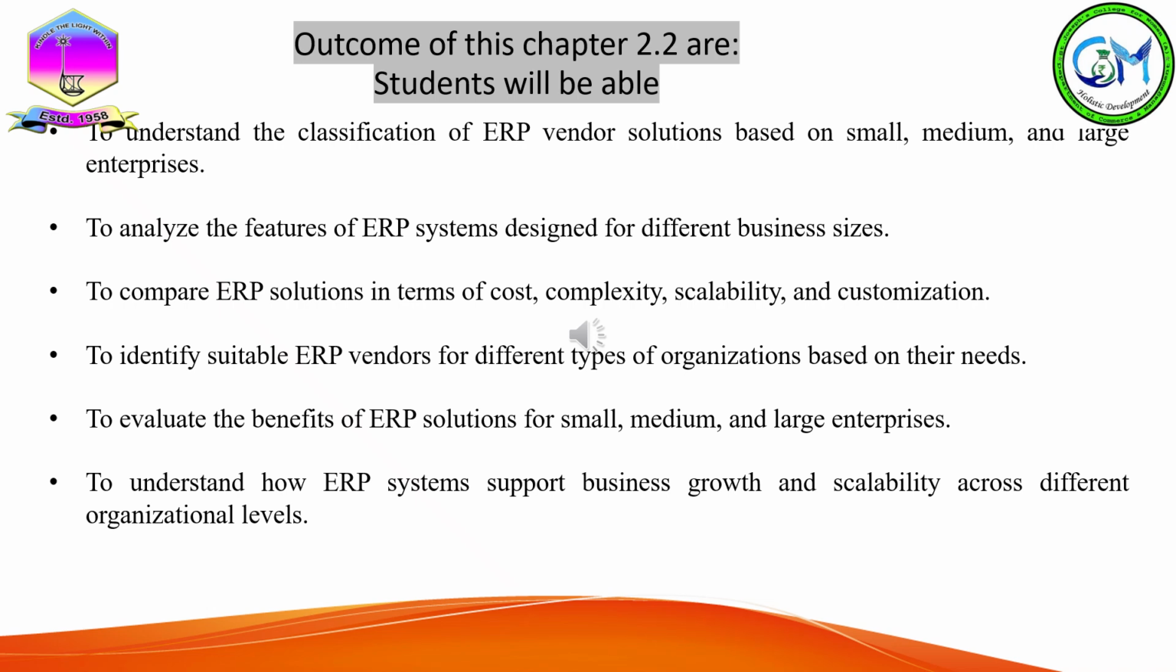The outcomes of this Chapter 2.2 are: students will be able to understand the classification of ERP vendor solutions based on small, medium and large enterprises, to analyze the features of ERP systems designed for different business sizes, to compare ERP solutions in terms of cost, complexity, scalability and customization, to identify suitable ERP vendors for different types of organizations based on their needs, to evaluate the benefits of ERP solutions for small, medium, and large enterprises, and to understand how ERP systems support business growth and scalability across different organizational levels.